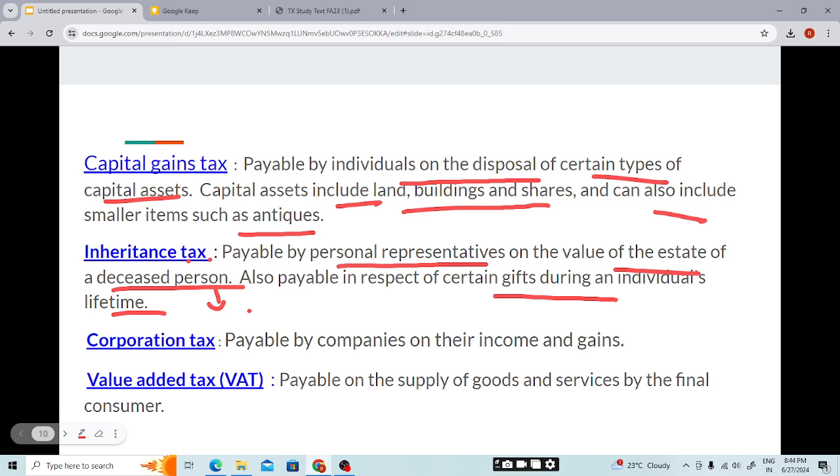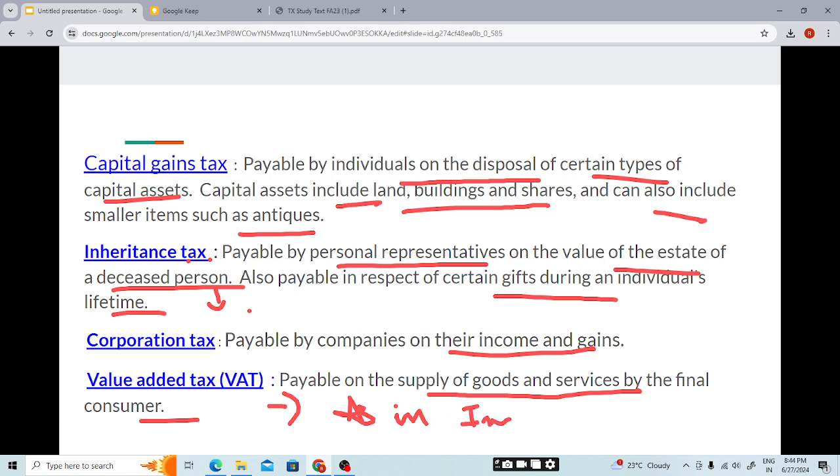Then corporation tax. Corporation, as the word means, refers to companies, and the tax is payable by companies on their incomes and gains. Value added tax is payable on the supply of goods and services by the final consumer. As in India we have GST. As we are paying GST in India, no? So in the UK we need to pay value added tax, that is VAT.